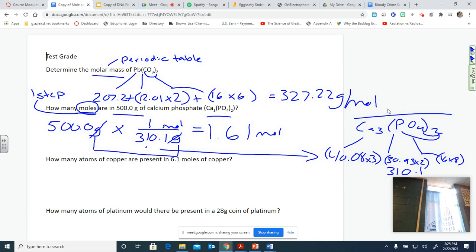Next one says I want atoms, so how many atoms from this many moles. So again, if it has moles in the problem, it's a one-stepper, still a one-step problem, just now I want atoms, and there's no grams involved. So write down what's given, 6.1 mole. Multiply by one step, because you know it's a one-step. Mole is in the problem, it's a one-step problem.